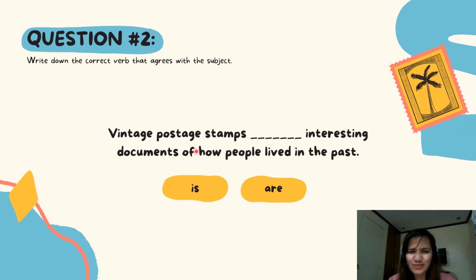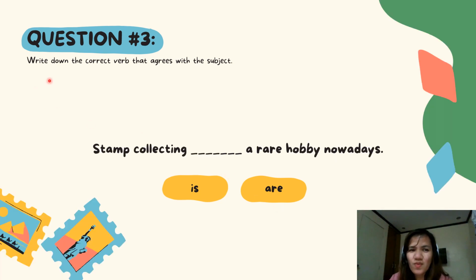For number 2, vintage postage stamps, blank, interesting documents of how people lived in the past. What is the correct verb for this? Stamps. Is it is or are? Alright, next. Write down the correct verb that agrees with the subject. Stamp collecting, blank, a rare hobby nowadays. What is the correct verb that agrees with the subject? Is it is or are?